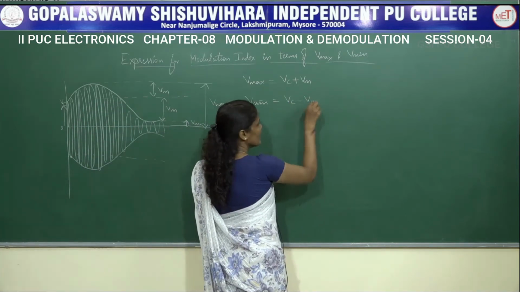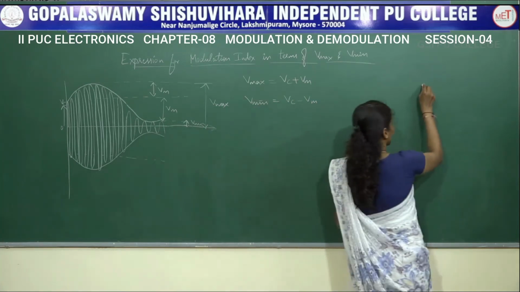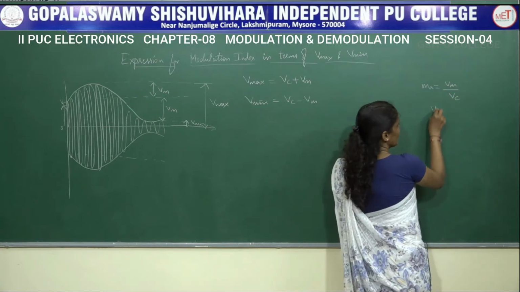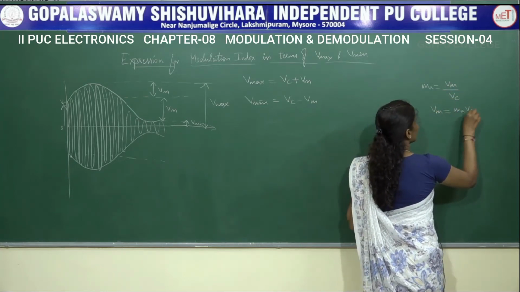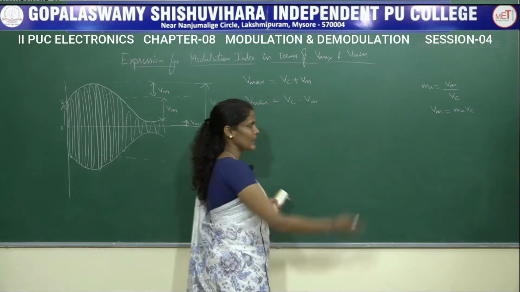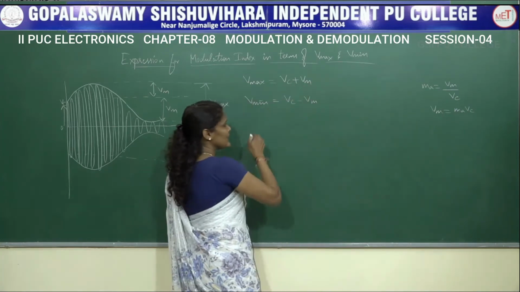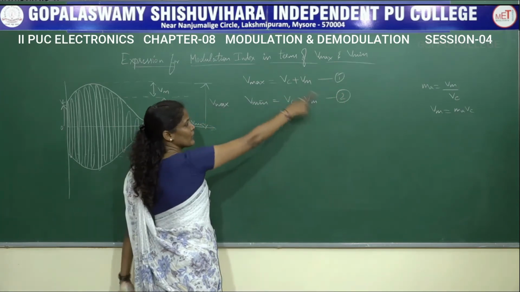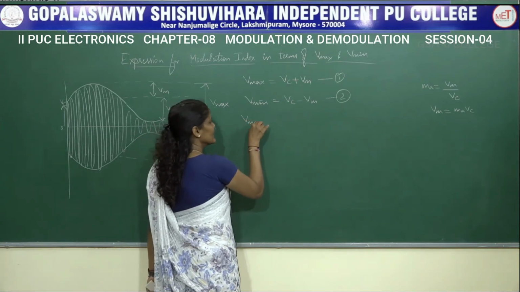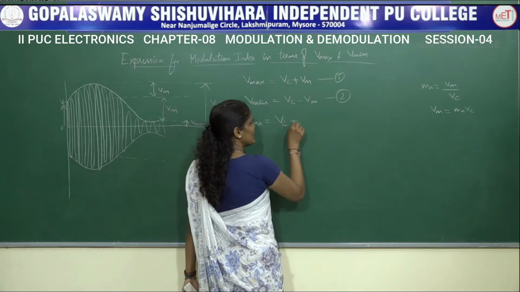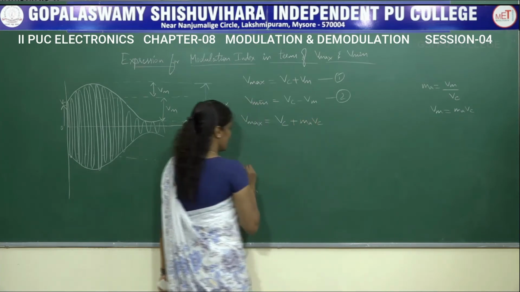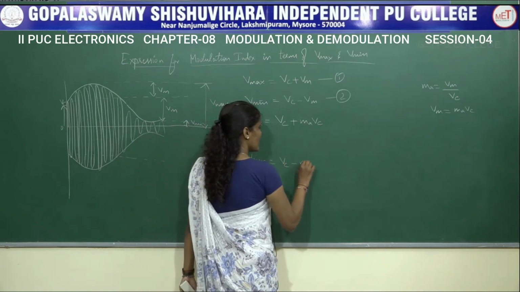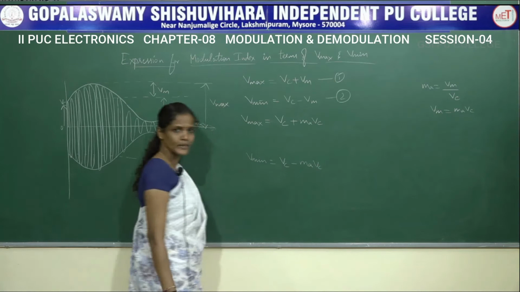VC minus Vm. But we know that MA is equal to Vm divided by VC, but Vm is equal to MA into VC. How? I have just cross multiplied. I am using that particular expression in these two equations. Let us call this as 1 and 2. So substituting for Vm from that, V maximum is equal to VC plus MA into VC, whereas V minimum is equal to VC minus MA into VC.